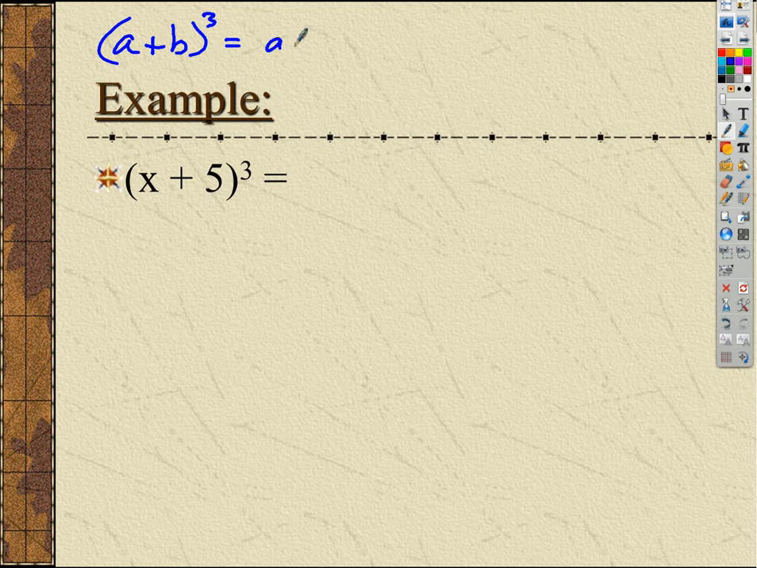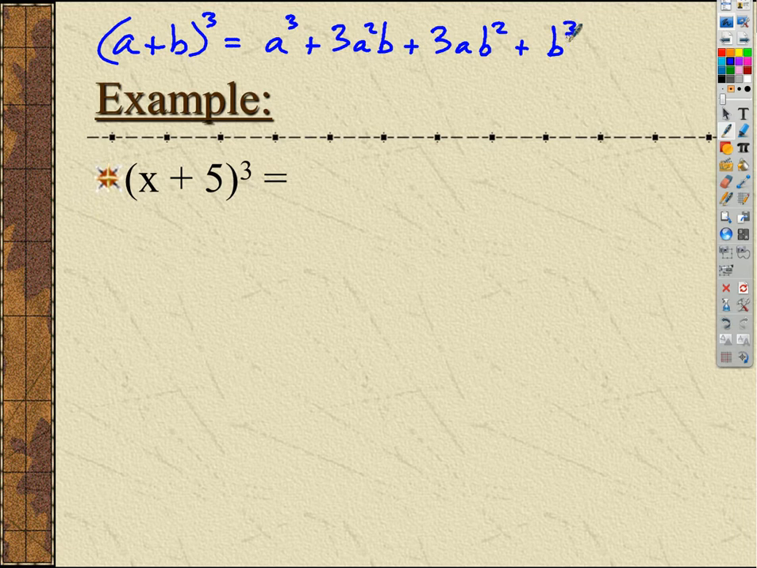Okay, good. We're going to get 1 a cubed plus 3 a squared b to the 1, or just b, plus 3 a to the 1 b squared plus, so it went 1, 3, 3, it's got to be a 1, plus b cubed. Okay, good. And now, what is a and what is b in this case? A is x. B is 5. Plug in the pattern.